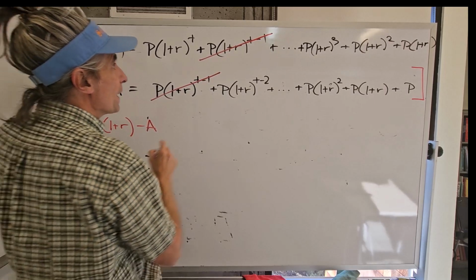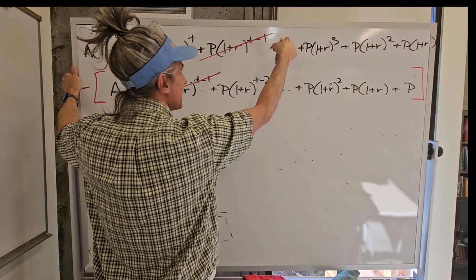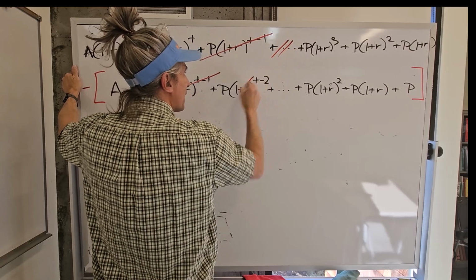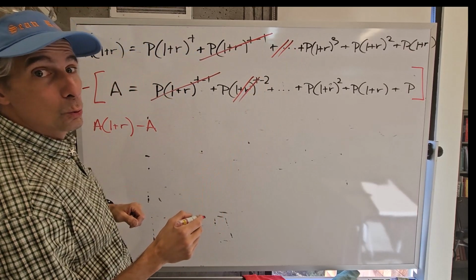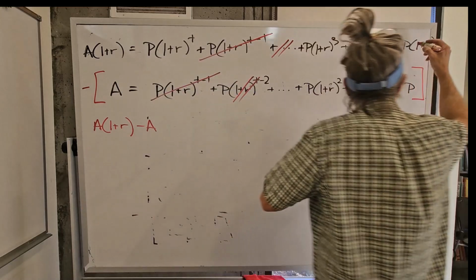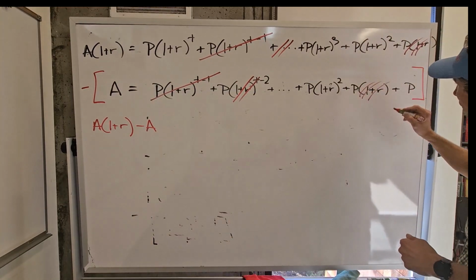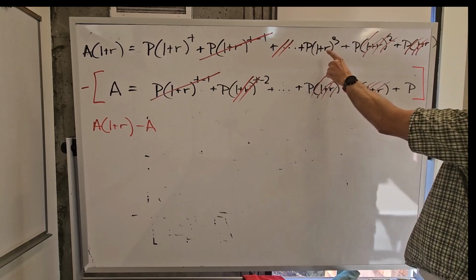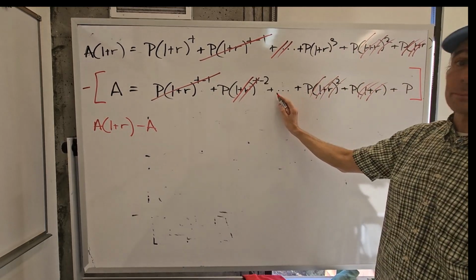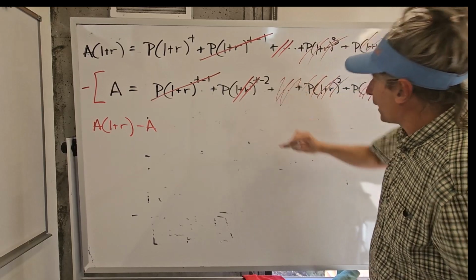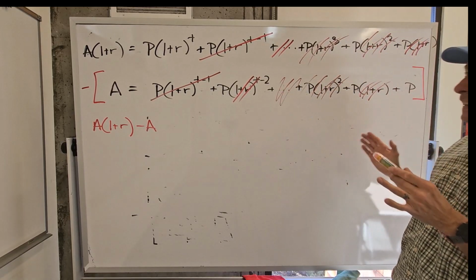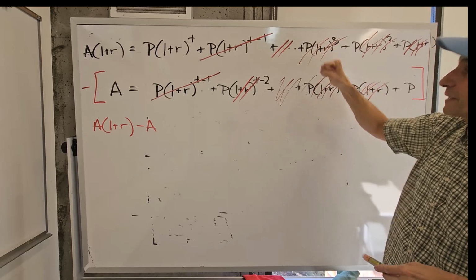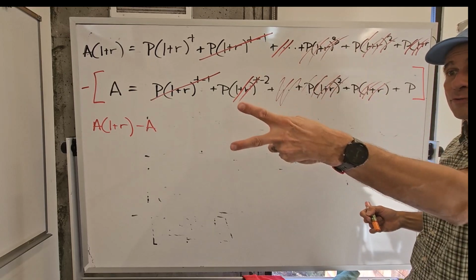Ooh. And even though I didn't write the next one here, there's going to be one there that's going to cancel this one. Ooh. And this one over here cancels this one over here. And this one right here cancels that one right there. And that one, if I had written this one back far enough, would cancel that one. As a matter of fact, everything in this equation would cancel everything in this equation except for two things.